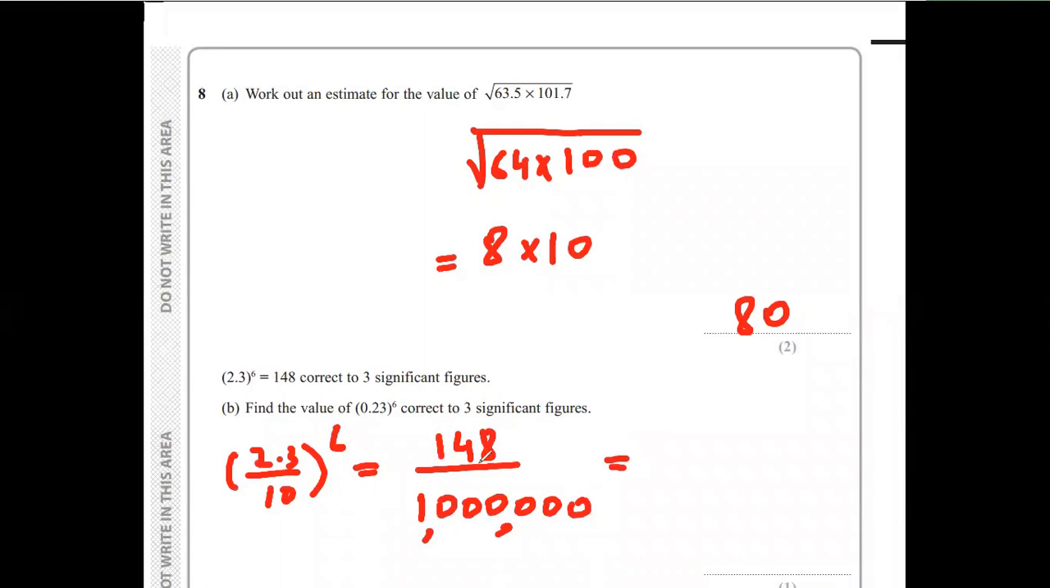And if we divide 148 by 1 million, at the moment the decimal point is there, so it needs to move how many places to the left? 6 places to the left. That's 1, 2, 3, 4, 5, 6. And the answer is going to be 0.000148.